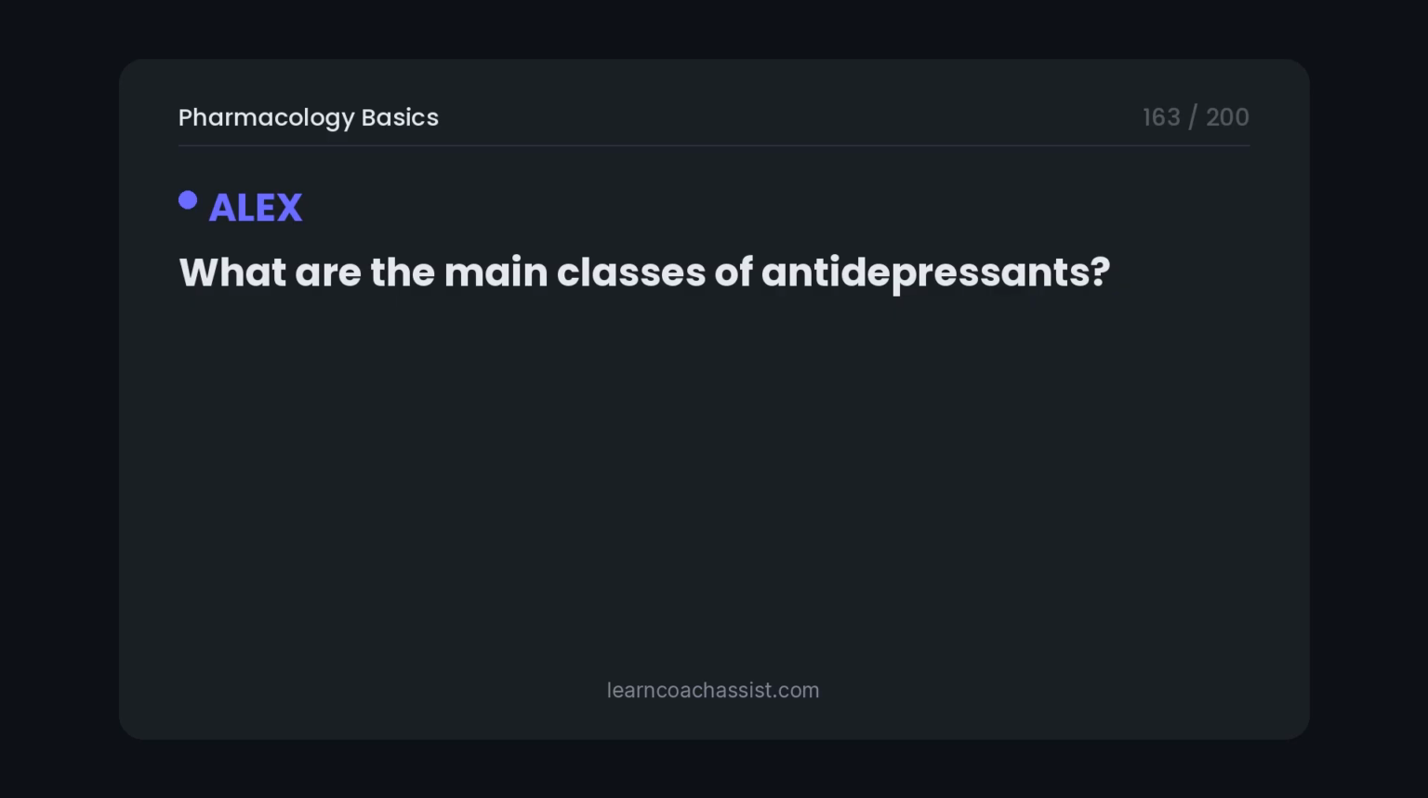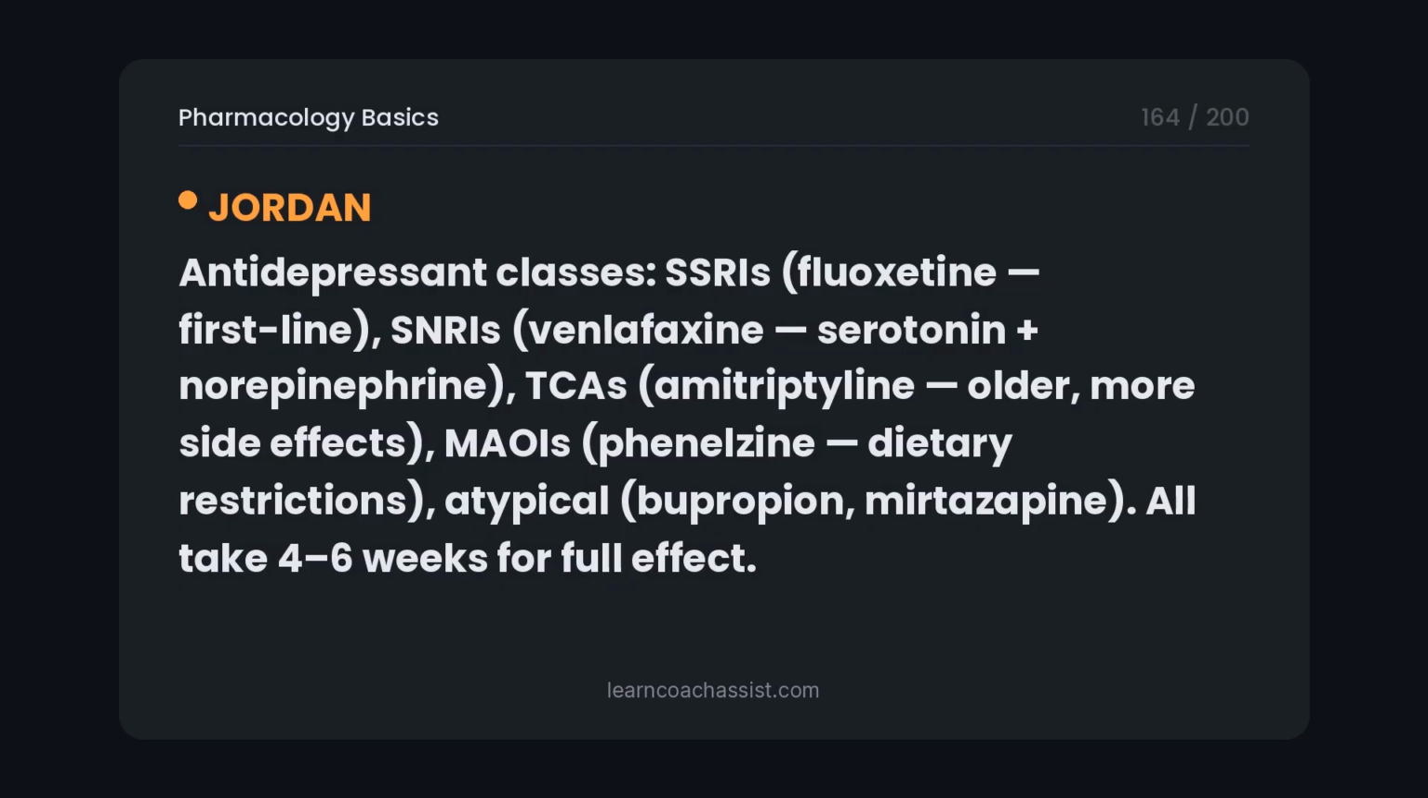What are the main classes of antidepressants? Antidepressant classes: SSRIs, fluoxetine the first line; SNRIs, venlafaxine, serotonin plus norepinephrine; TCAs, amitriptyline, older, more side effects; MAOIs, phenelzine, dietary restrictions; atypical, bupropion, mirtazapine. All take 4 to 6 weeks for full effect.